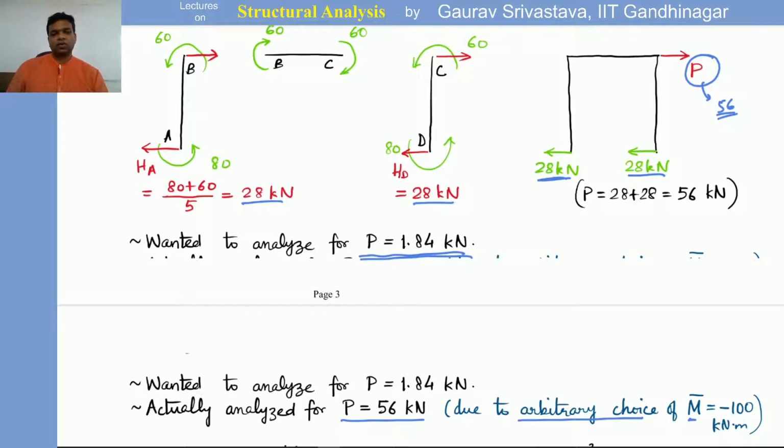Okay, because we did not know what will be the m bar for p equal to 1.84. I mean, we had no way of finding that earlier. We chose a certain value, we solved for it, and by back calculation, we are now able to see that the force that we actually solved for is 56 instead of 1.84. Okay, and this is again coming from simple force balance.